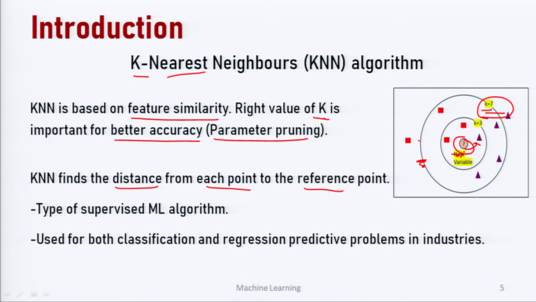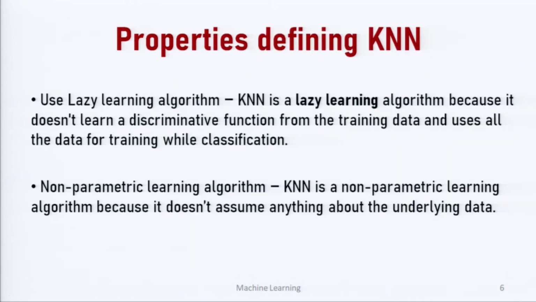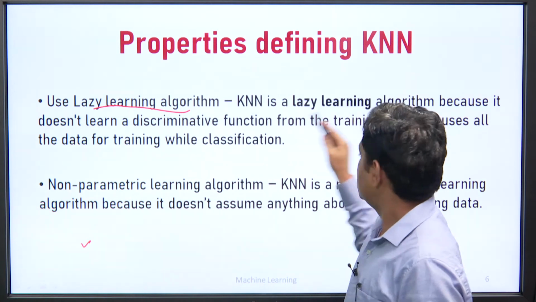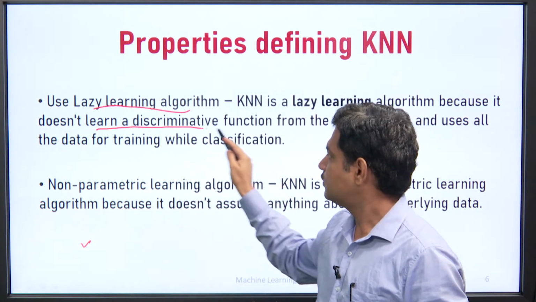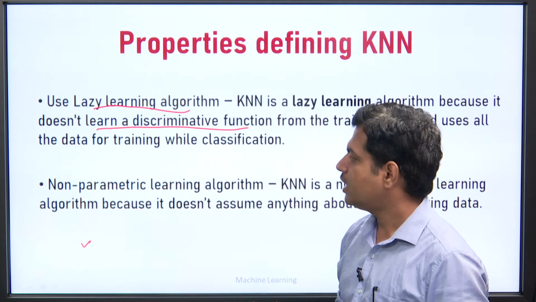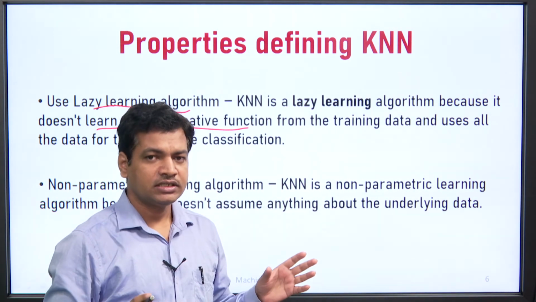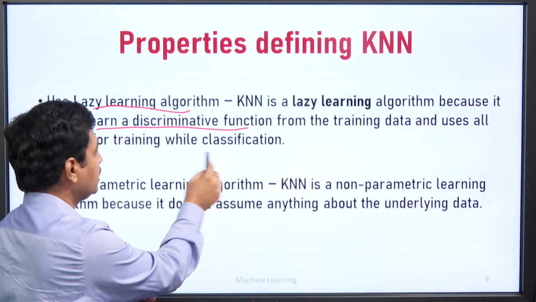Okay. So, KNN is a kind of supervised machine learning algorithm. It is used for both classification and regression predictive problems, basically in industries. There are two properties of this KNN algorithm. The first one is that it is known as a lazy learning algorithm. Why is it lazy? Because it does not learn a discriminative function from the training data and uses all the data samples present in the data set while classifying.